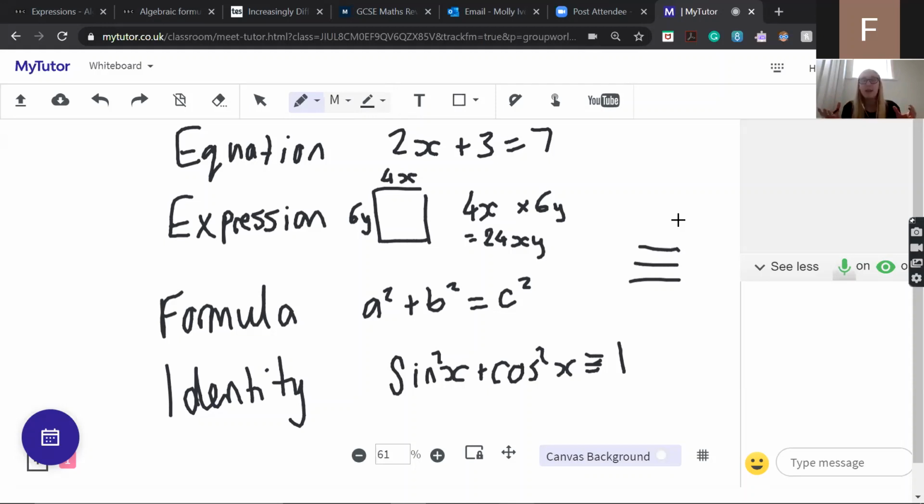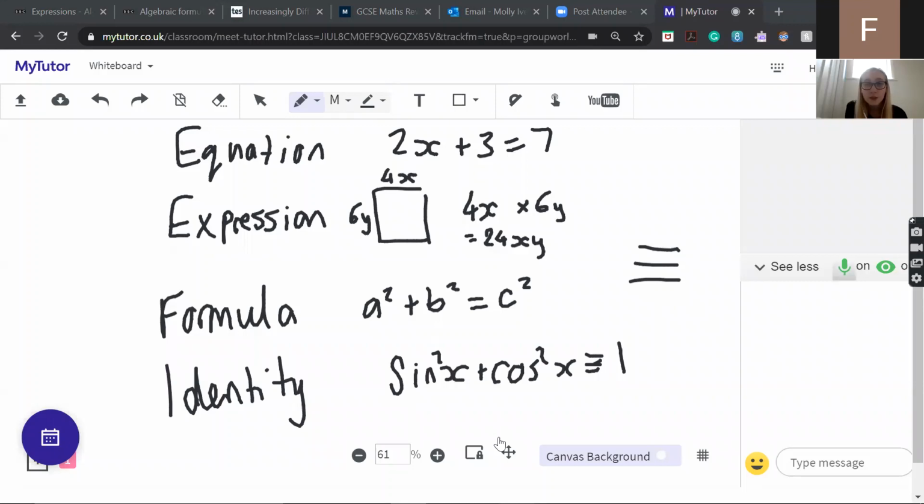It is. But an identity is just saying this is exactly the same as this. Hopefully that makes sense. That's quite a tricky one to understand, the nuance of why it's like that. So hopefully that makes sense.